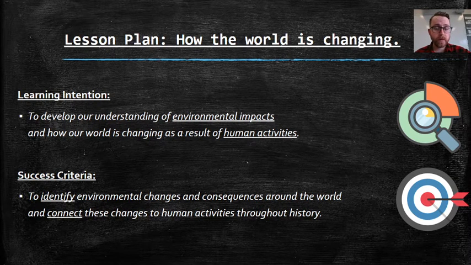So this lesson we are looking at environmental change. The first lesson was kind of a class introduction. This is our first real lesson looking at environmental geography. Our learning intention is to develop our understanding of environmental impacts and how our world is changing as a result of human activities. So we're connecting human and environmental geography. How are human activities impacting the world around us, positively, but mostly negatively? Success criteria: we're trying to identify environmental changes and consequences around the world and connect these changes to human activities throughout history.